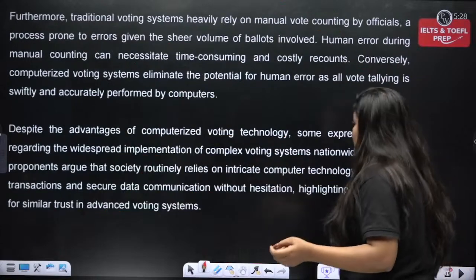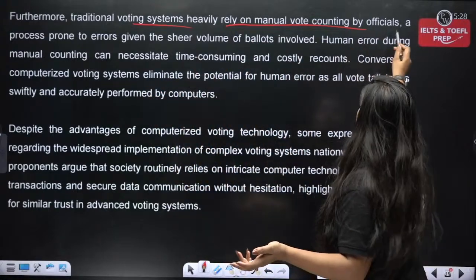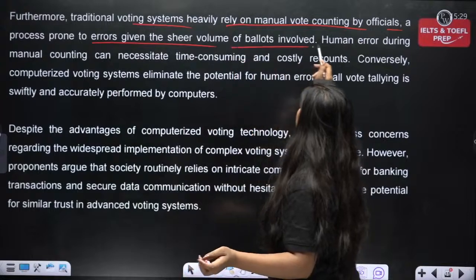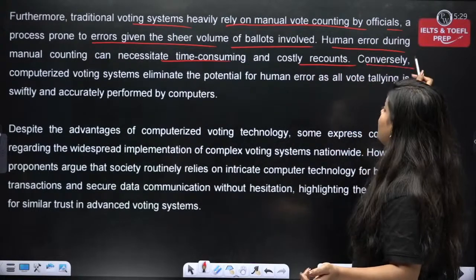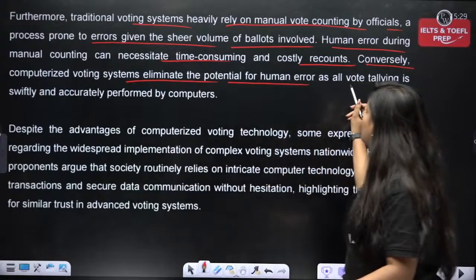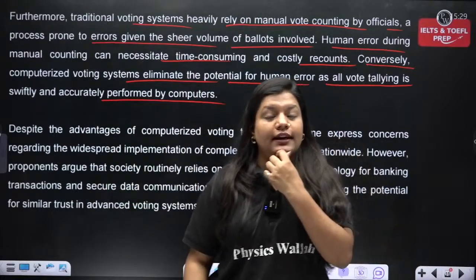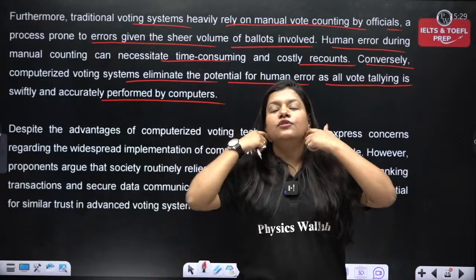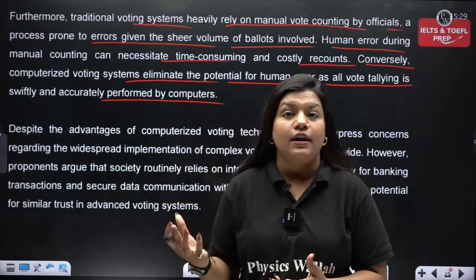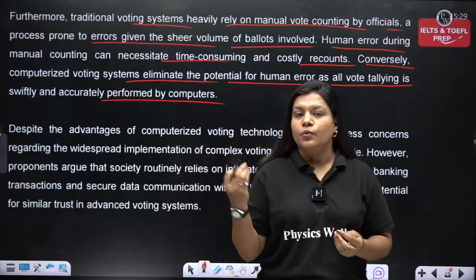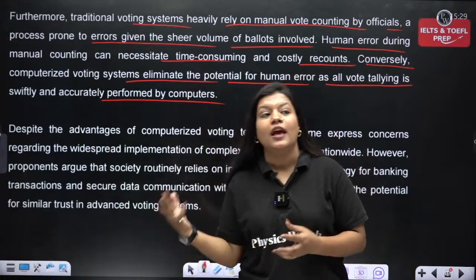Okay, now what happened? Furthermore, traditional voting systems heavily rely on manual vote counting by officials, a process prone to errors given the sheer volume of ballots and votes. Human error during manual counting can necessitate time-consuming and costly recounts. Conversely, computerized voting systems eliminate the potential for human error, as all vote tallying is swiftly and accurately performed by computers. So basically, when the traditional method of voting was practiced, the votes were being counted manually, and because of manual counting, a lot of errors were occurring, and the errors were leading to recounts, which is definitely very time consuming and effort consuming at the same time.